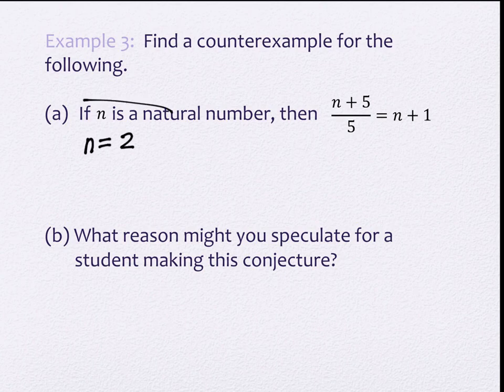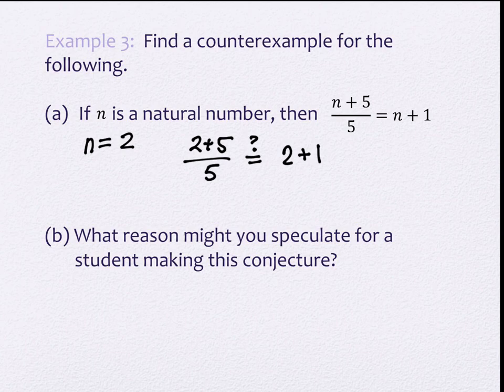Okay, so n equals 2. Sorry about that. We can check (2 plus 5) over 5, and I'm going to put a question mark in between. Is this equal to 2 plus 1? On the left, I get 7 over 5. On the right, I get 3. Does 7 over 5 equal 3? No. That means that what we did create was a counterexample.